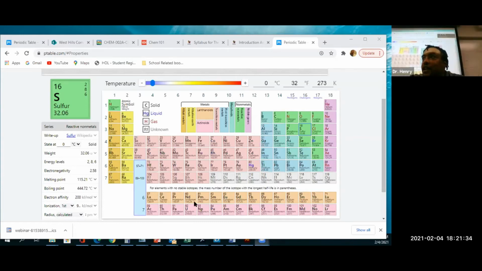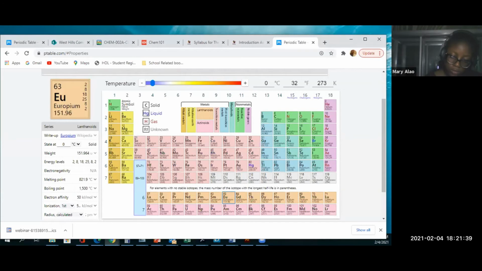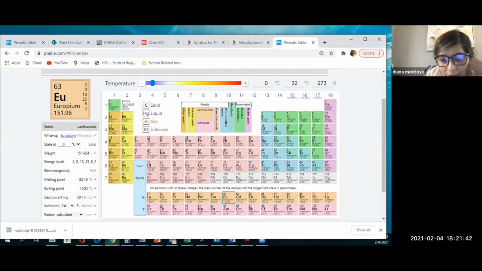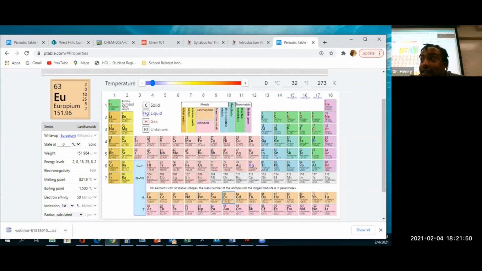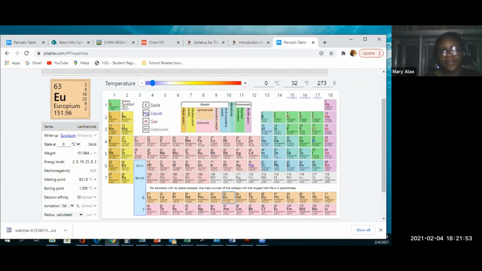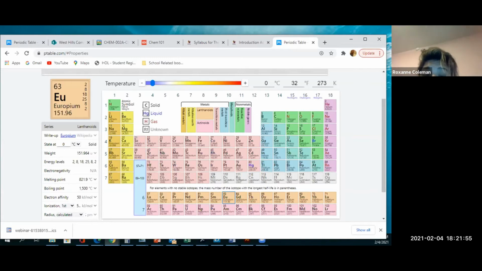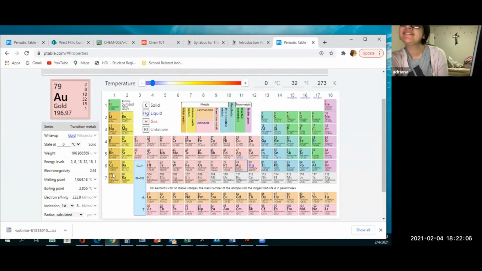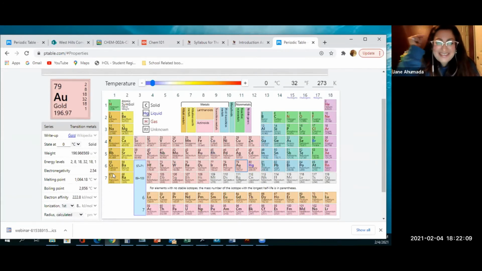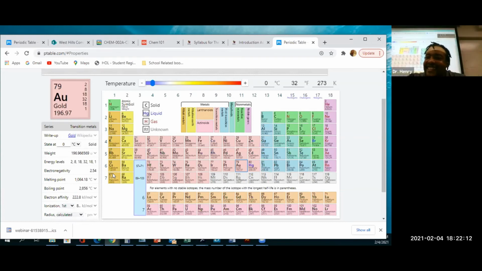What about gold? Capital G, lowercase d? No. Is that not Ag? Gold is Ag? Are you sure? No, I'm not. It's Au. Au stole my gold, right? Oh, it is. Okay. Some of us are blind. I can't see it. I have to get my book.